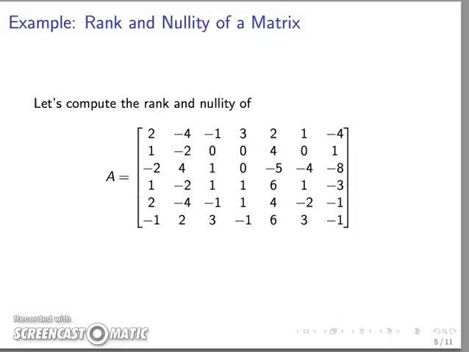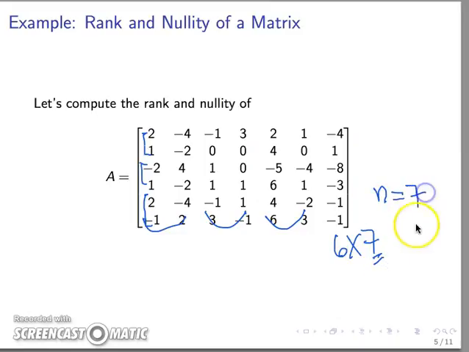So here we have a matrix. This matrix has, let's see, 2, 4, 6, 7 columns. Okay, so this matrix has 2, 4, 6. This matrix is 6 by 7. It has 2, 4, 6 rows and 7 columns. So in this case, we would say that n equals 7. The number of columns of this matrix is 7.